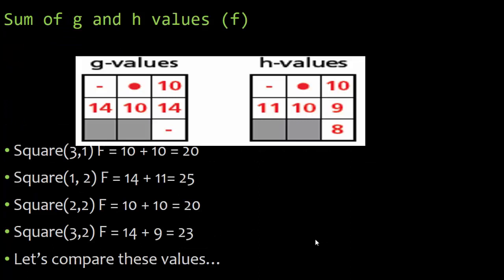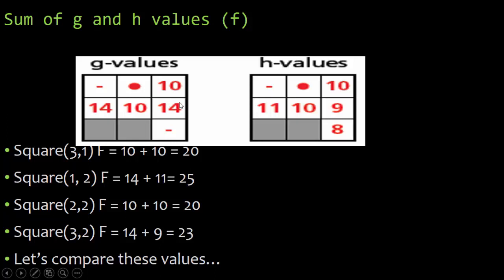So we need to find the sum of G and H values based on where we currently are. We said we're moving to 2, 1. This is where we are. I can move right, which gives me a movement cost of 10. I can move down, which gives me a movement cost of 10. I can move diagonally to the right, which gives me a movement cost of 14. Down and to the left, with a movement cost of 14, down to the right with a movement cost of 14.